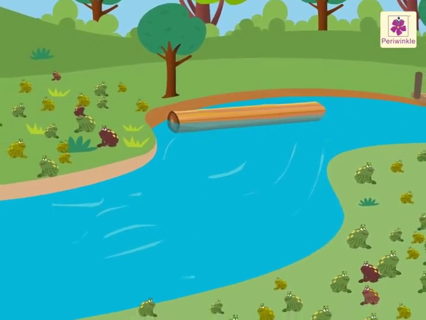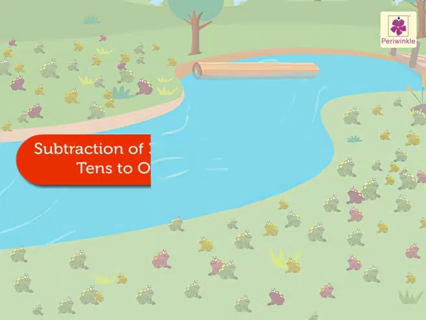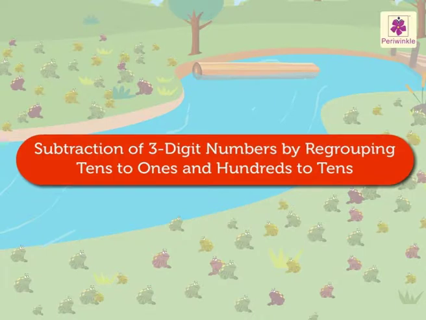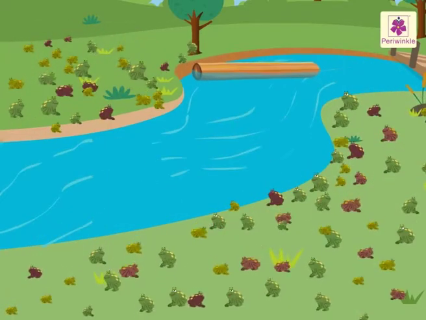Wow! We are back in the forest. Today, let us learn subtraction of three-digit numbers by regrouping tens to ones and hundreds to tens. Look at the frogs jumping here and there.